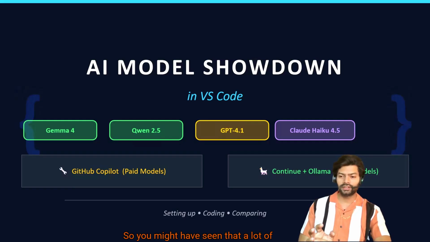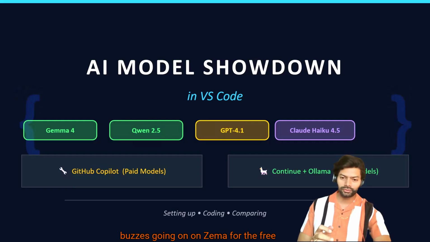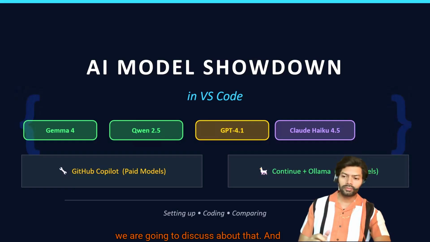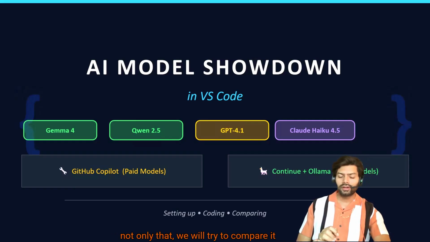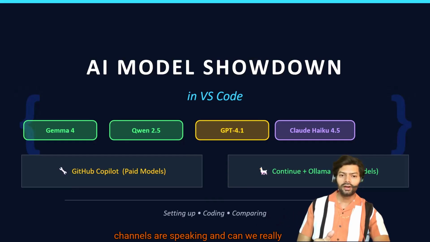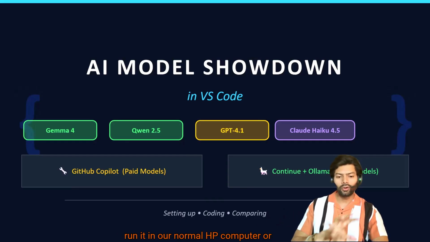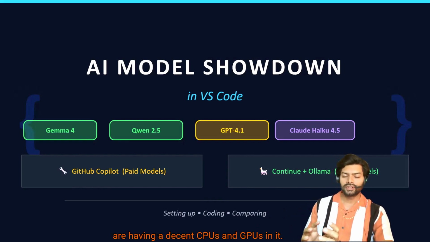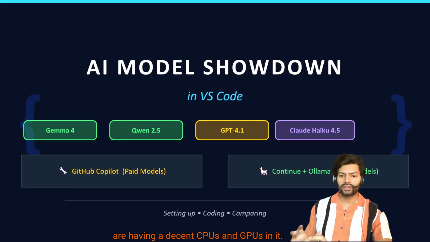So you might have seen that a lot of buzz is going on Gemma 4, the free model which you can run locally. So today we are going to discuss that. And not only that, we will try to compare it with available models like GPT 4.1, Claude Haiku 4.5, Qwen 2.5, and we will see if it is really worth the hype that a lot of people on different channels are speaking about, and can we really run it on our normal HP computer or Lenovo computer or our Asus laptops, which have decent CPUs and GPUs in them.